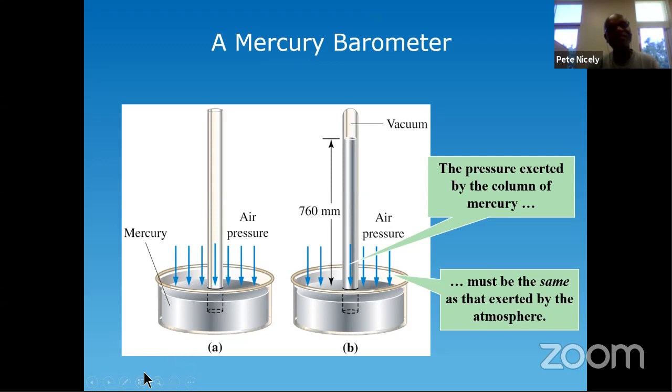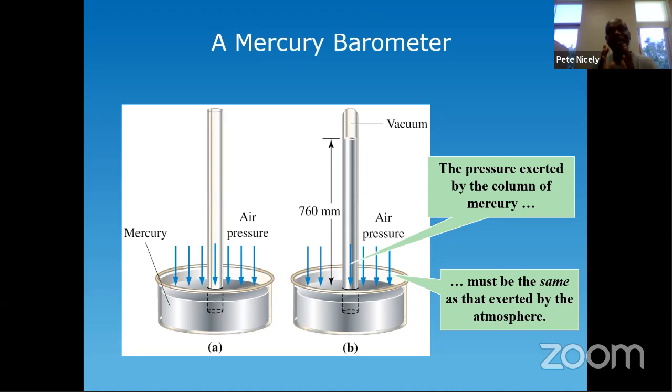And the reason for that, of course, is because you have the atmospheric pressure acting on the surface of the mercury outside the tube, and the atmospheric pressure is exerted inside the tube on the surface here as well. So they cancel out each other, and therefore the mercury levels will be the same inside and outside of the tube. Now, that's what happens on the left.